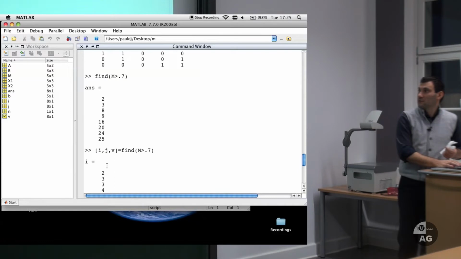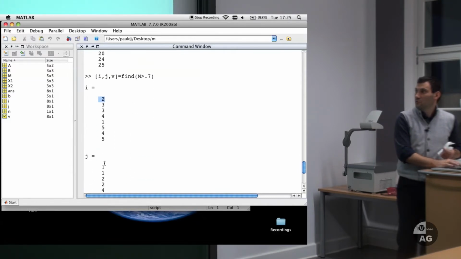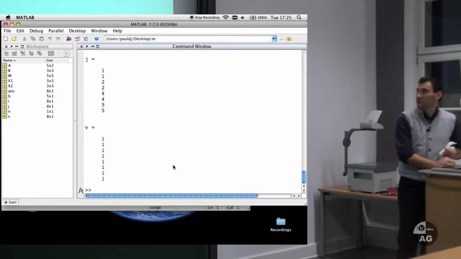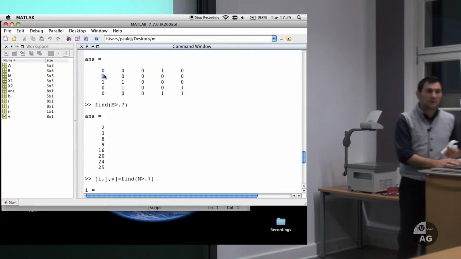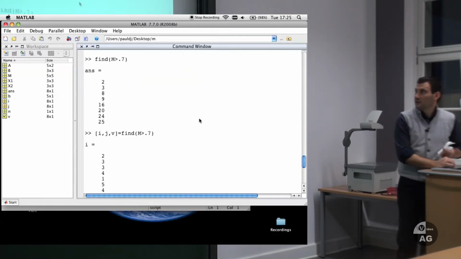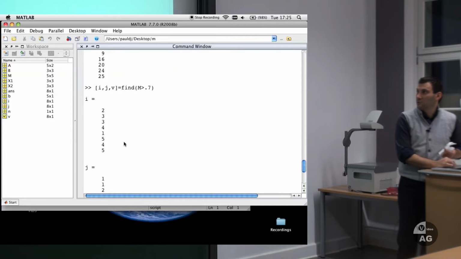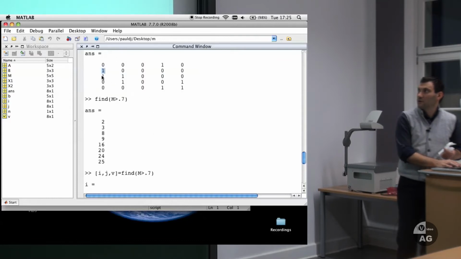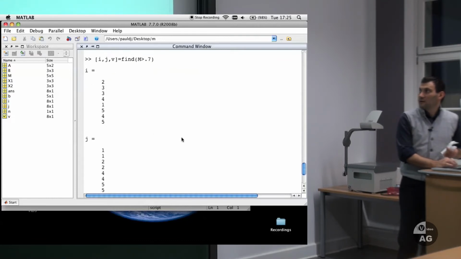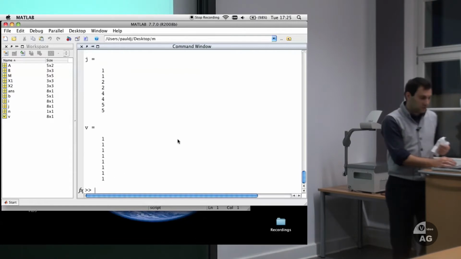Now let's look at this thing here. It says 2, 1. And if we go and look in the matrix, in position 2, 1, oh, look at that, there is a 1. Next one is 3, probably 1, again, yes. So 3, 1, it's here, and so on. And this is a sparse representation of a matrix.